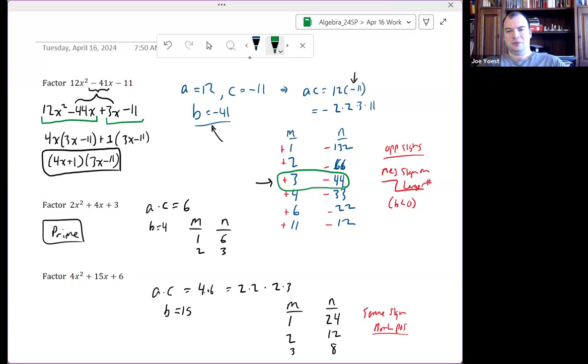I regroup these into the first two terms and the second two terms. I can factor a 4x out of the first two terms, leaving me with 3x minus 11. And the second two terms are actually just 3x minus 11. Nothing really factors out of those. But I'll choose to write it as plus 1 times 3x minus 11, just to make it very clear that next I'm going to factor out this common factor of 3x minus 11. And when I factor that out, I get 4x plus 1 times 3x minus 11 as my factorization.